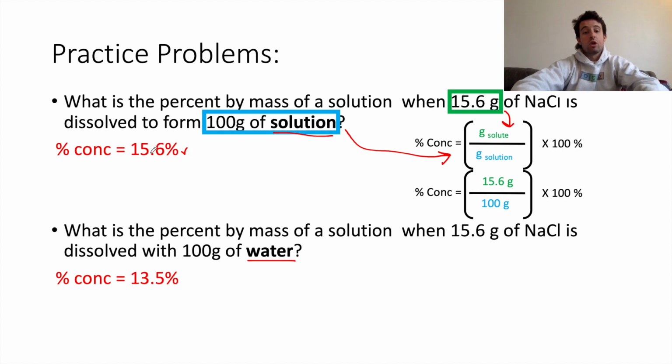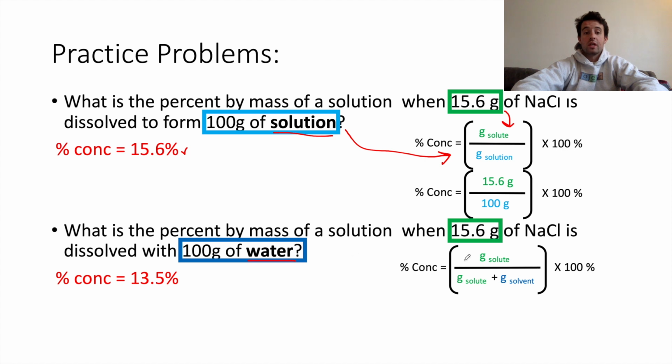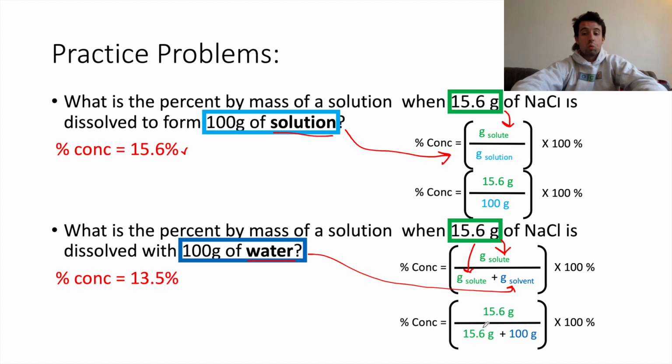In the second one, it's saying 100 grams of water. So what that means is water is not a solution. Water is a solvent. So our formula here is going to be grams of solute divided by grams of solute plus solvent. So the number on the top here is still 15.6, but the number on the bottom is not 100, it's 100 plus 15.6. So you're taking the same top number, but you're dividing it by a bigger bottom number, so your concentration is going to be lower. And the answer that it spits out is 13.5%.